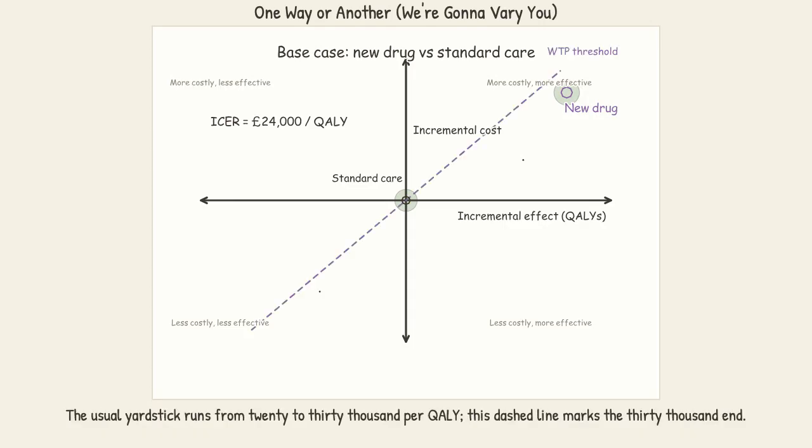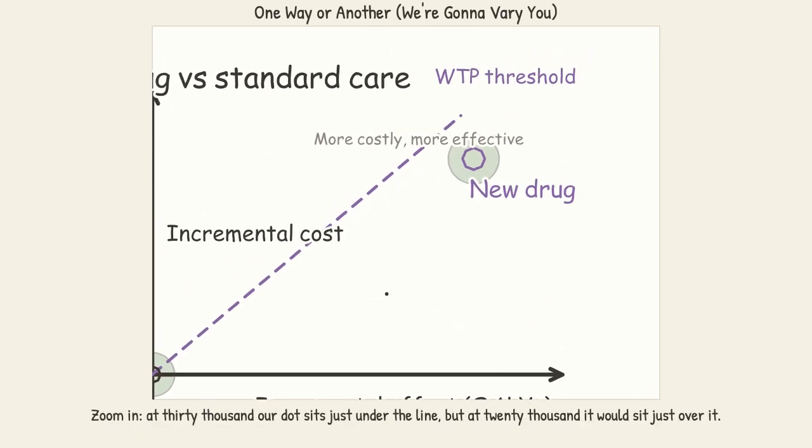The usual yardstick runs from 20 to 30,000 per QALY. This dashed line marks the 30,000 end. Zoom in. At 30,000 our dot sits just under the line, but at 20,000 it would sit just over it. So the answer lands in the gray zone, and that is a bit too close for comfort.